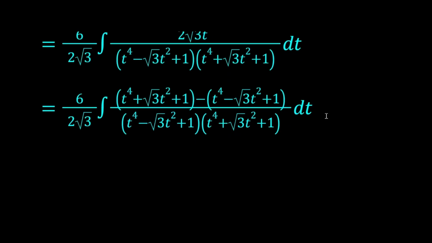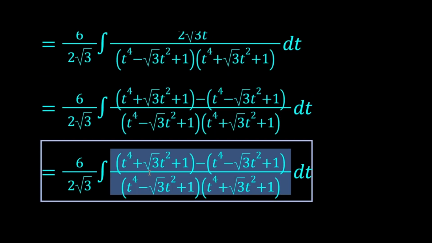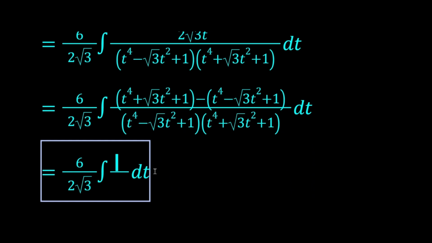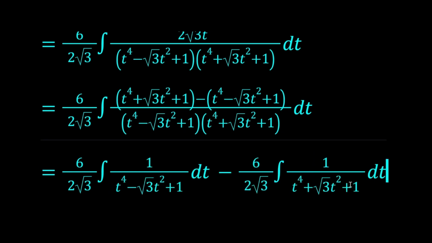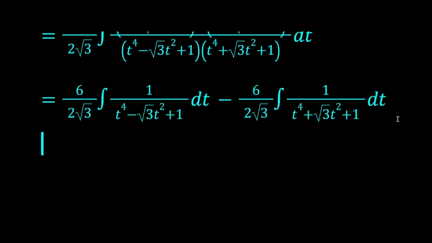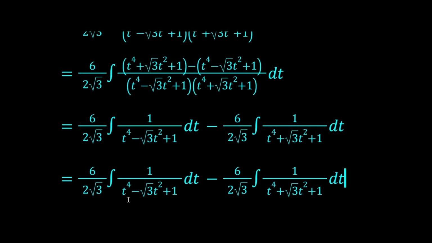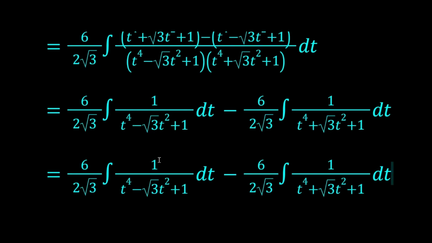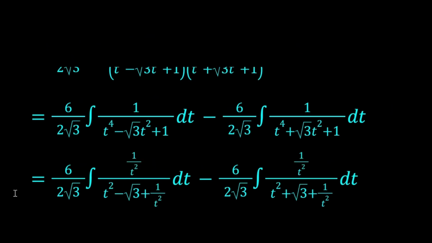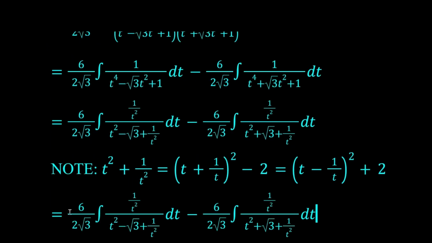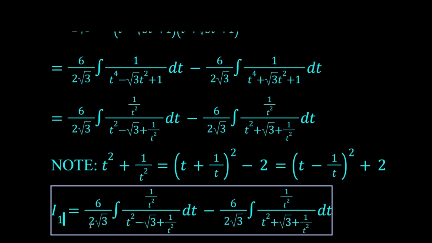Well, now you just split up the fraction and you'll see stuff cancels on each individual fraction. And when we have two integrals, to solve these, you just divide by t squared on each integral. That would give you something like this. And now we want to use some nice factorization. So these are the factorizations we use. You saw them earlier in the video.